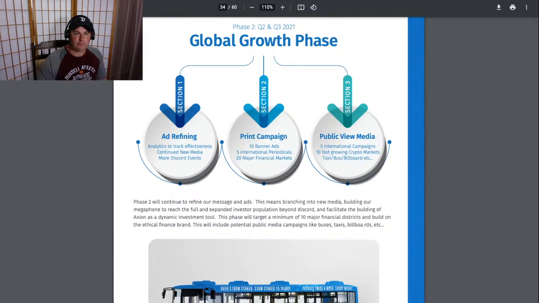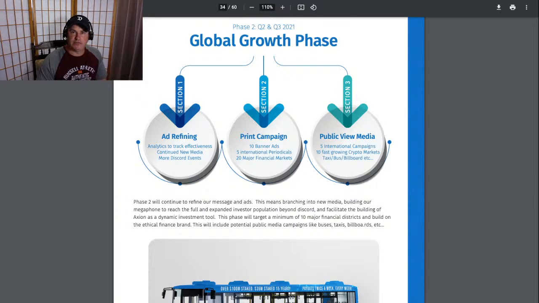Pretty cool. So section 1, ad refining, analytics to track effectiveness, continue new media, more Discord events, very cool. Print campaign, 10 banner ads. So we've already seen a banner ad up on Dex Tools, which looks fantastic. 10 banner ads, 5 international periodicals, and 20 major financial markets. So that looks pretty stellar to me. So look forward to that.